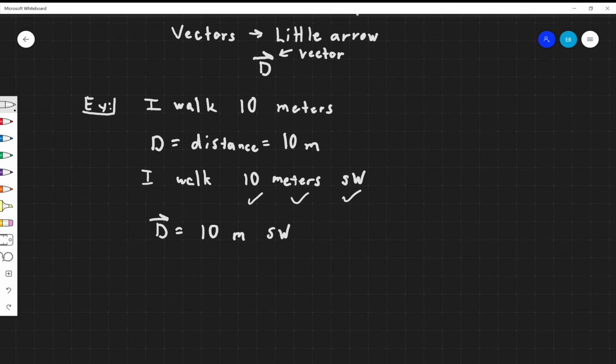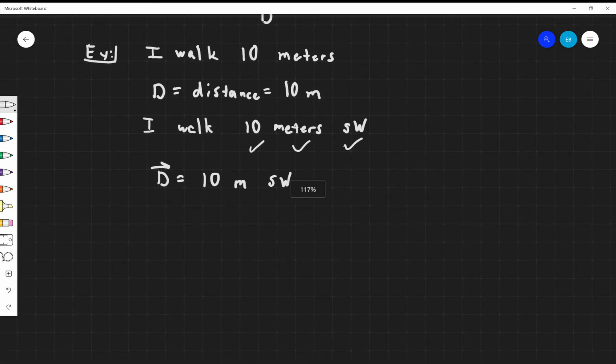I could also do this graphically. To do this graphically, I need to draw a coordinate system and have a little frame of reference. So let's draw an x and y axis. So there's my y axis. We can draw our x axis here. And instead of labeling them x and y, let's label them with the cardinal directions. We've got north, we've got south, we've got east, and we've got west.